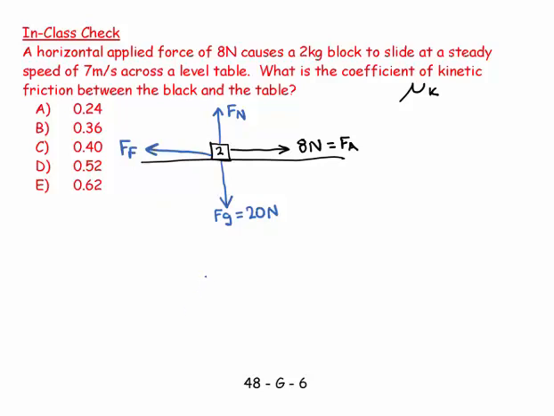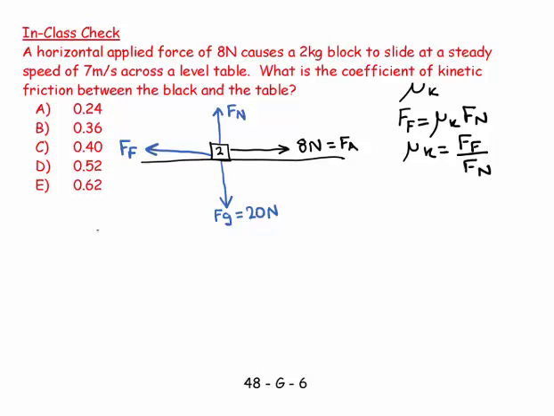And for this, I am going to probably need both of those. If I take this mu k, I can say the linking equation is Ff is equal to mu k times Fn. So mu k is equal to Ff over Fn.